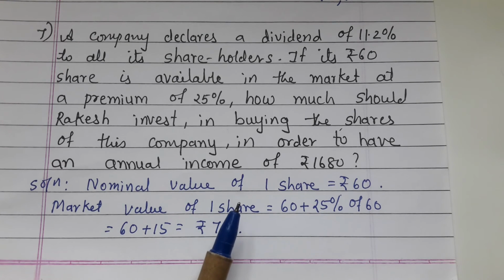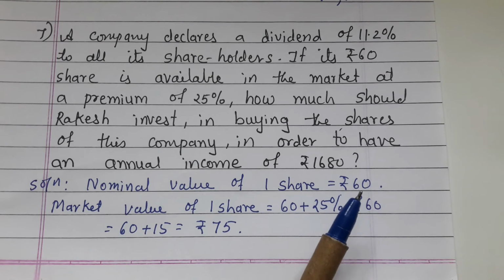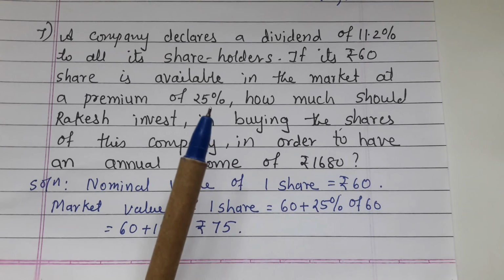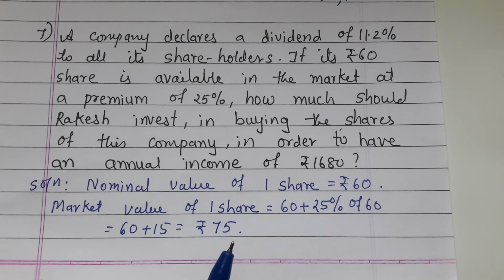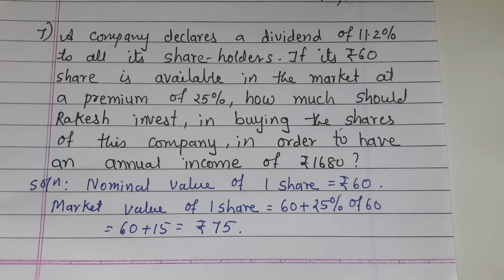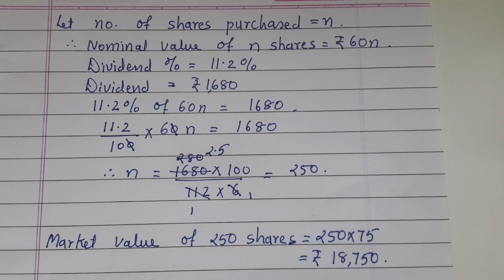Nominal value of one share is rupees 60. Premium of 25% means 25% of rupees 60, that is 15 rupees. 60 plus 15 is rupees 75. Market value of one share is rupees 75. Let the number of shares purchased be n. Nominal value of n shares is rupees 60n.